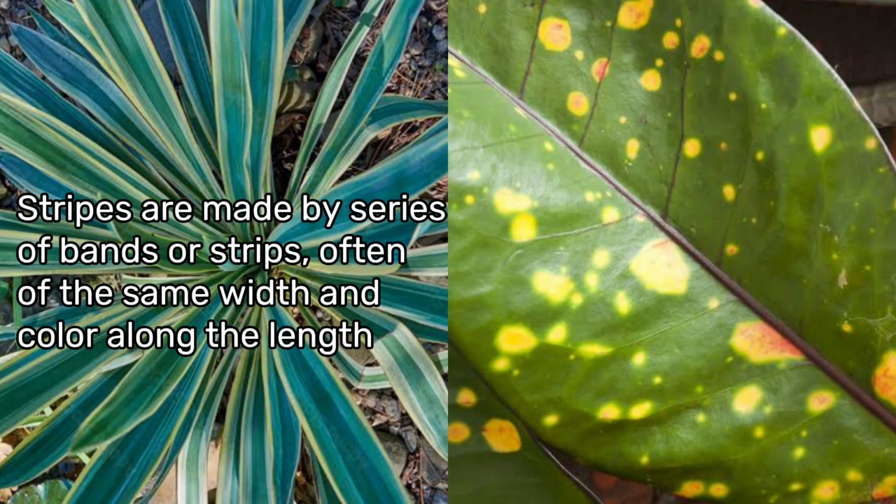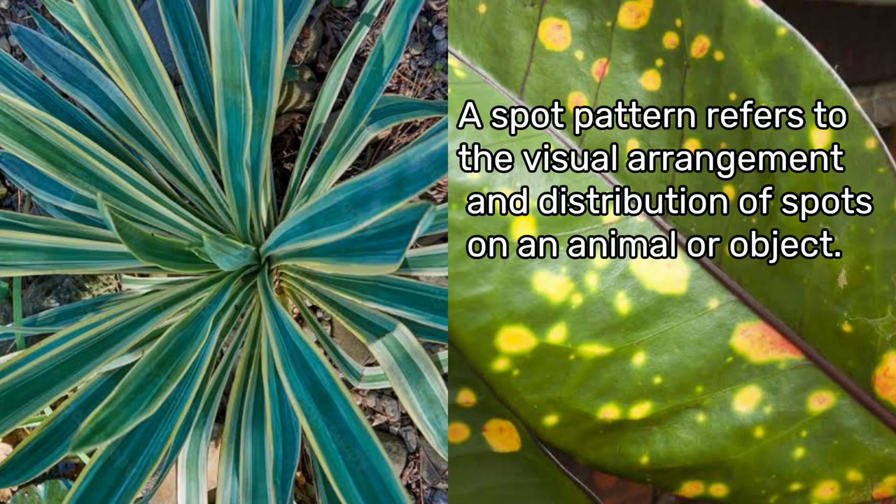Stripes are made by a series of bands or strips, often of the same width and color along the length. A spots pattern refers to the visual arrangement and distribution of spots on an animal or object.